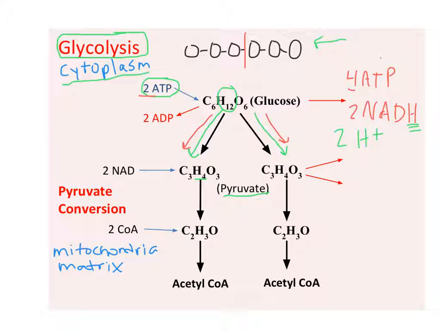So all you're going to need to know here are the products of glycolysis. 4 ATP, but it's really only 2, remember, because we had to spend 2 ATP to make 4, so we really only got 2 ATP and 2 NADHs.